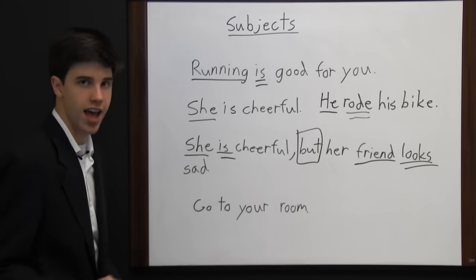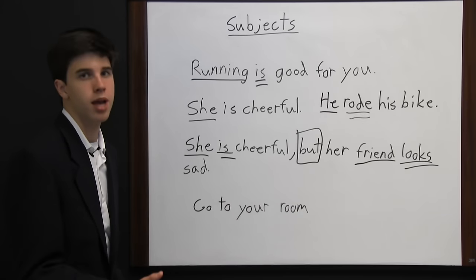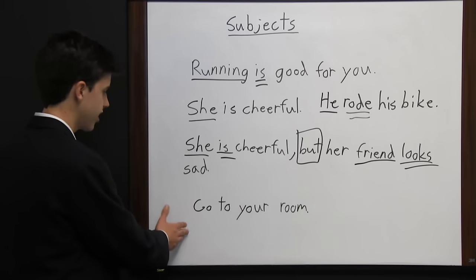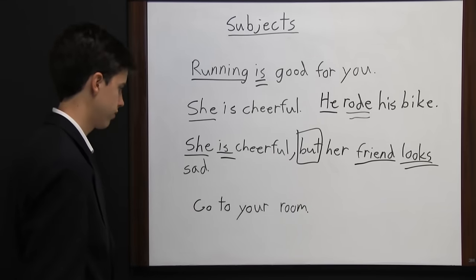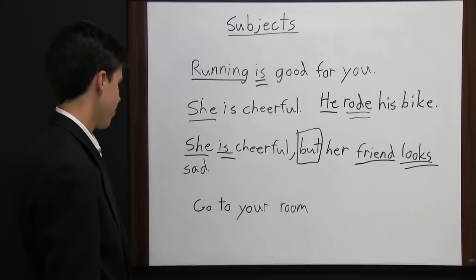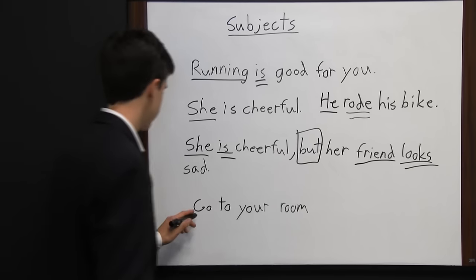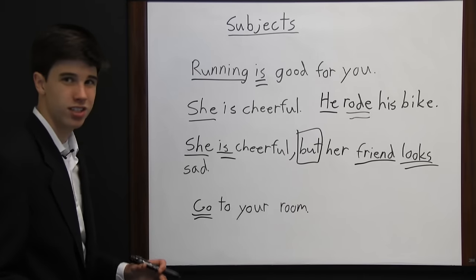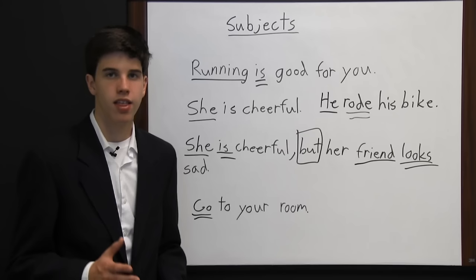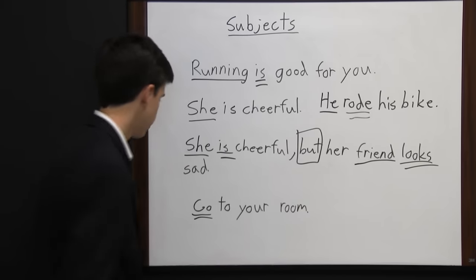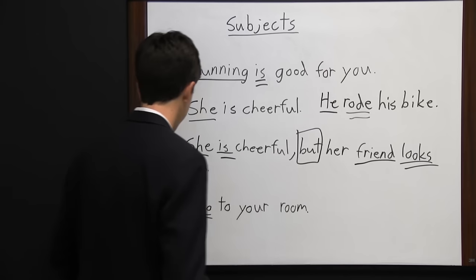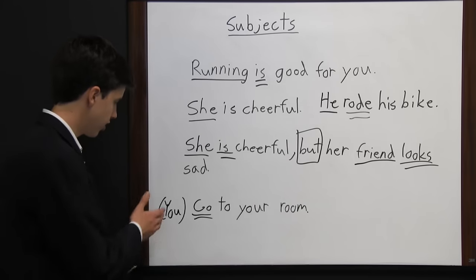All right, like I said, every sentence has a subject and a verb, but you may come across some sentences like this. This sentence says, go to your room. So the verb here is go. So where is the subject in this sentence? Well, the subject is what we call an understood you. So we're going to put you in parentheses right there. So I say it's an understood you.